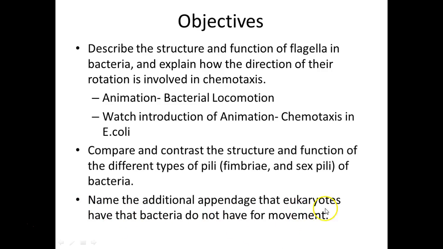There's an appendage found only in eukaryotes that bacteria don't have for movement, and some students sometimes confuse these. Cilia are kind of shortened flagella that are present only in eukaryotes. Bacteria do not have cilia. And in fact, the flagella that are present in eukaryotes is structurally different and moves completely differently than the bacterial flagella.